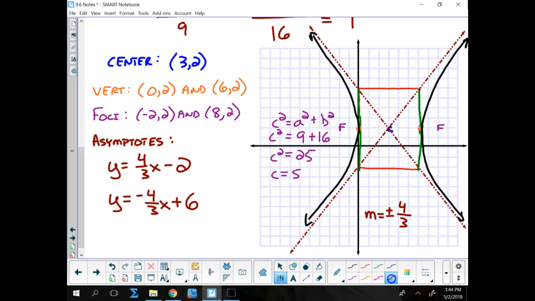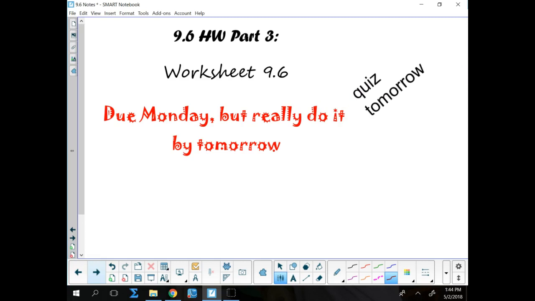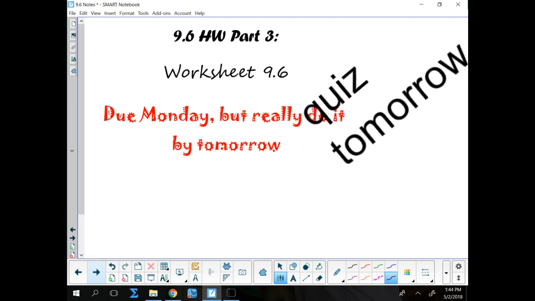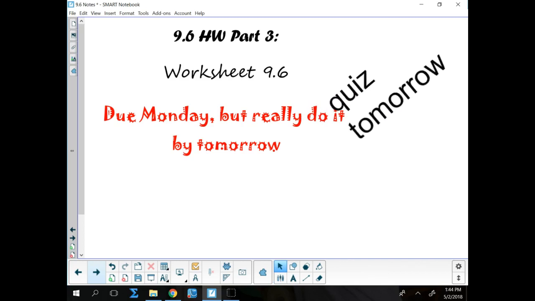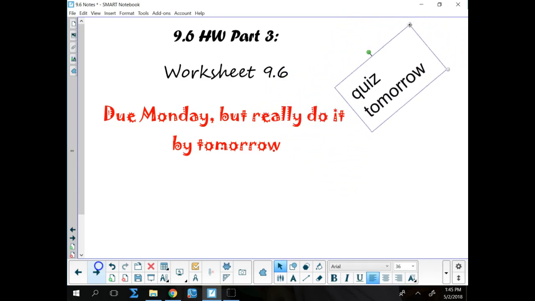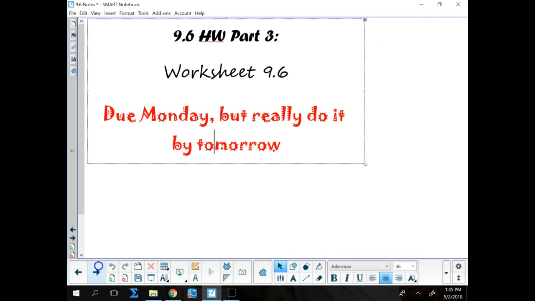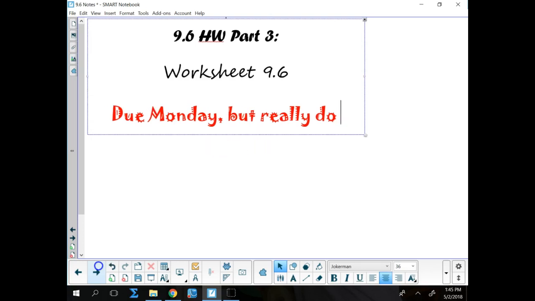Okay. So, the homework that I handed out, worksheet 9.6, that thing is due Monday, but don't worry about this part. Oops, I got to get rid of this because we changed this up. That needs to go away. Be gone. Because we're not going to have a quiz tomorrow now. And then we can get rid of this. Because now we don't have to do it by tomorrow. And it's due Monday.